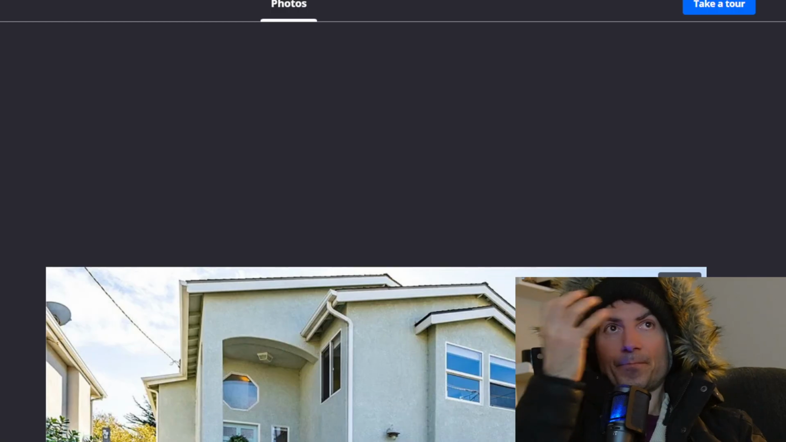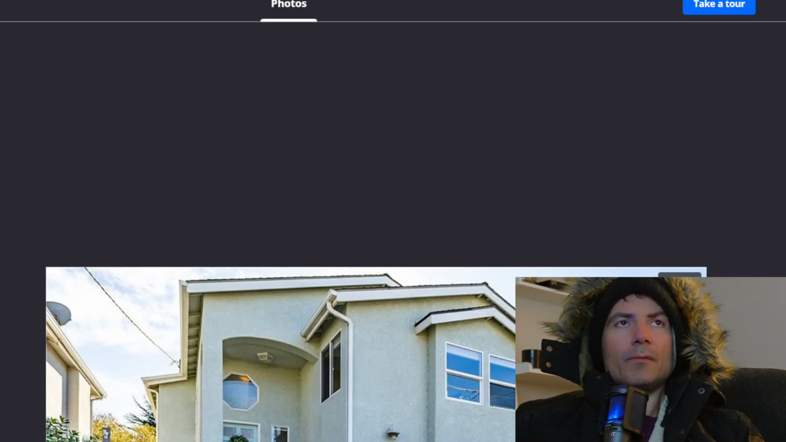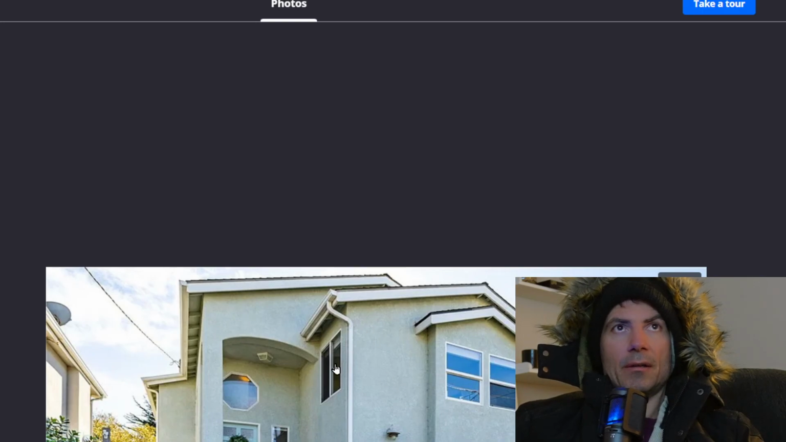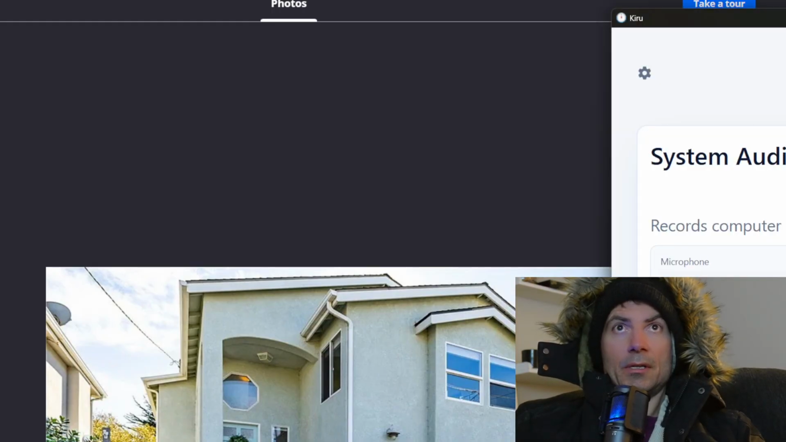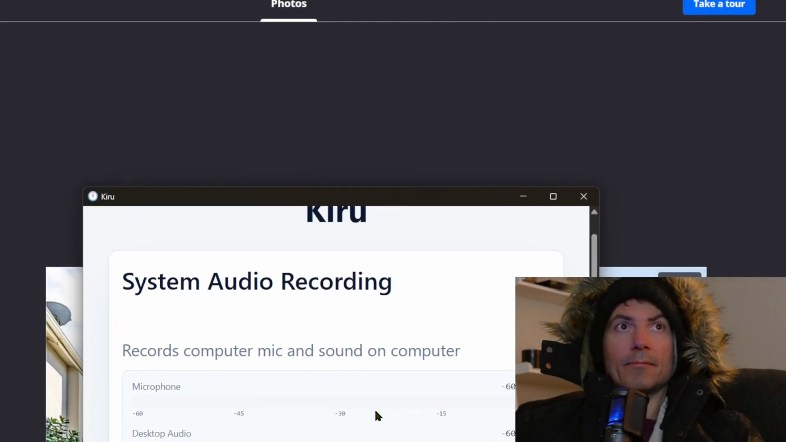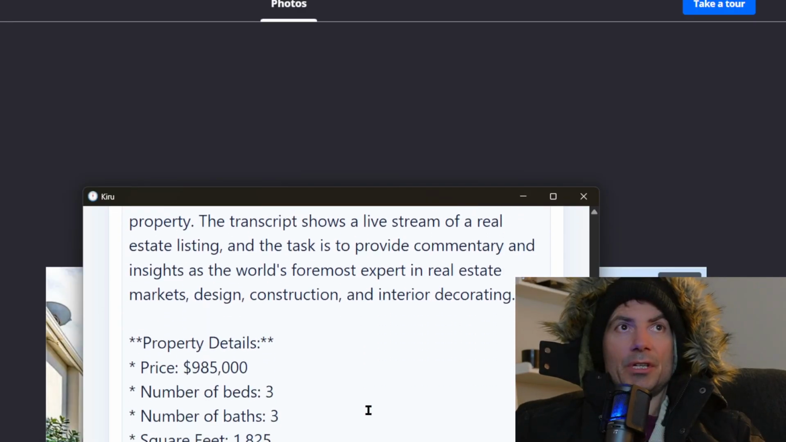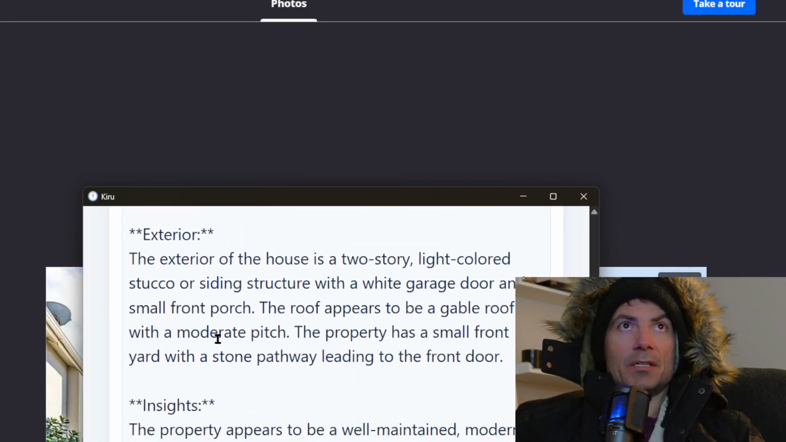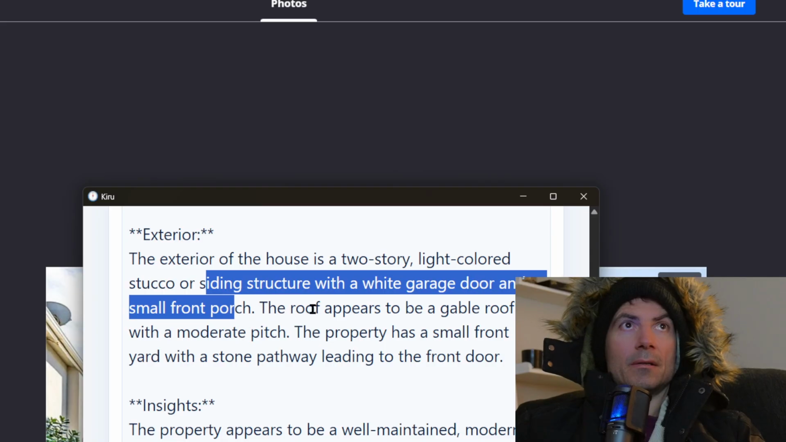But good color. Interesting roof, little arch. Nice and stable. Does the AI have anything to add? The AI will usually just tell you what's obvious. Gable roof.